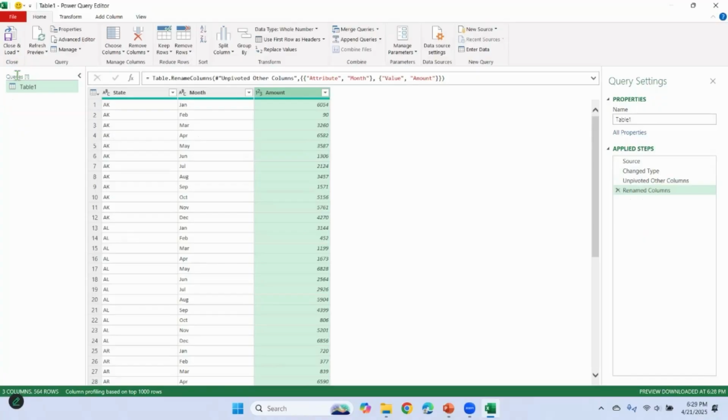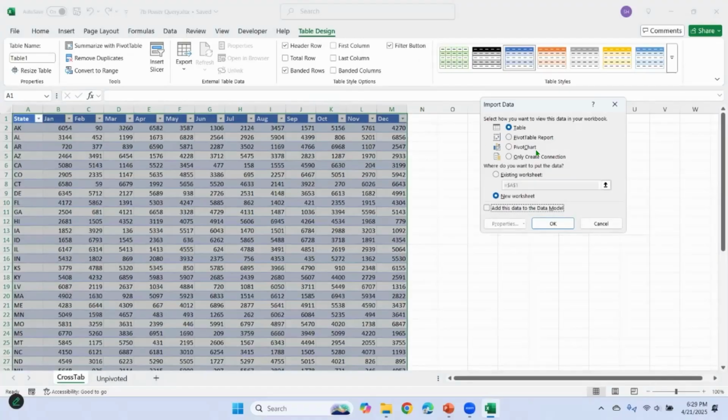Now, this is all what we want to do. If I simply click this close and load, it will go to my Excel workbook, open a new sheet and add it there. I have two options here: close and load, and close and load to. If I select close and load to, it will ask me where I want to import the data in this workbook. By default, it's going to a new worksheet.